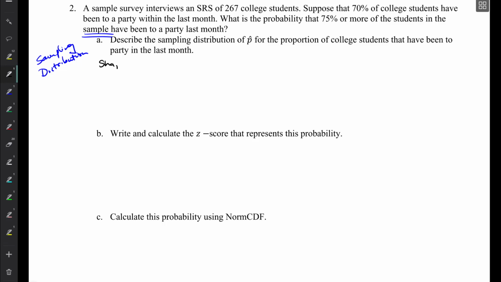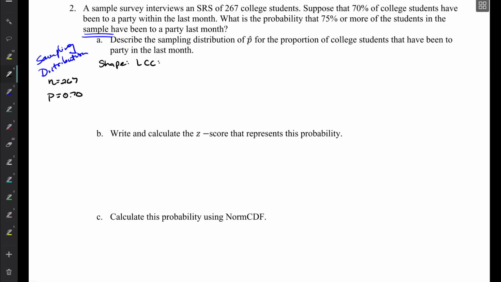So let's first look at the shape by checking the large counts condition. Well, I had a sample of 267 people, and the claimed proportion is supposed to be 70%. We are supposing that 70% of all college students went to a party in the last month. I know it's not the 75% because look at this phrasing here in the question. What's the probability of 75% or more students in the sample? If we're talking about the sample, then that's supposed to be a p hat. That's a sample proportion, not a population proportion.